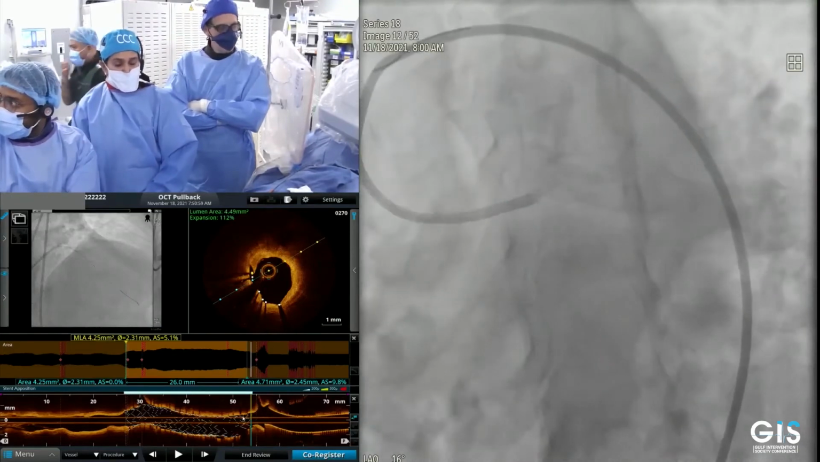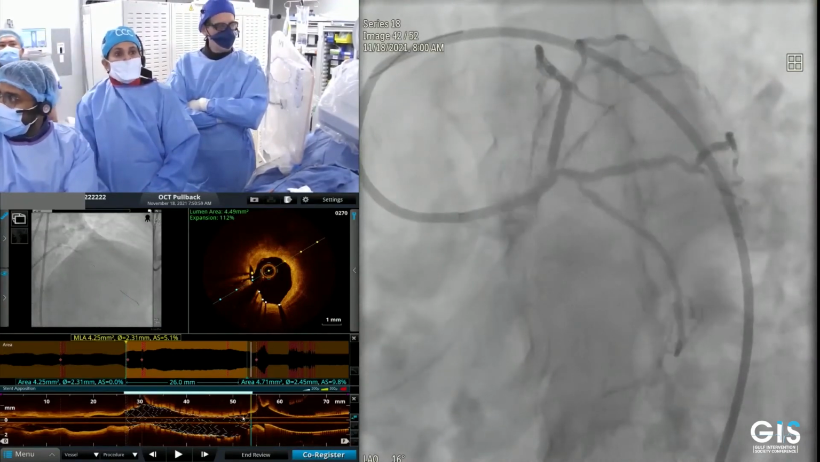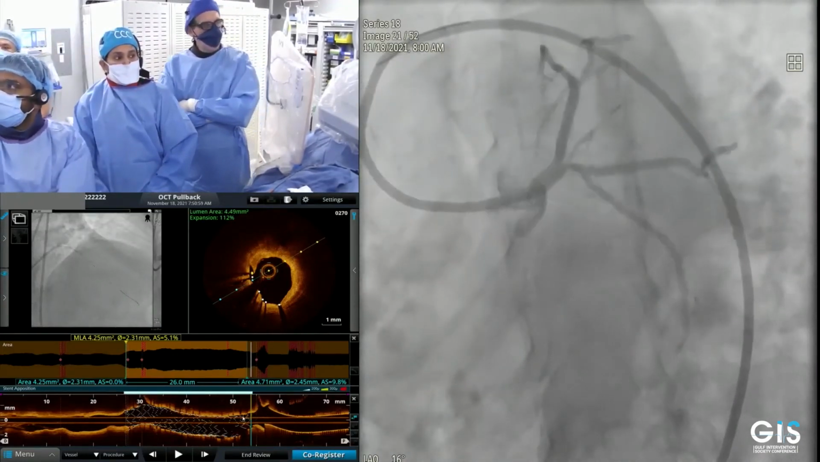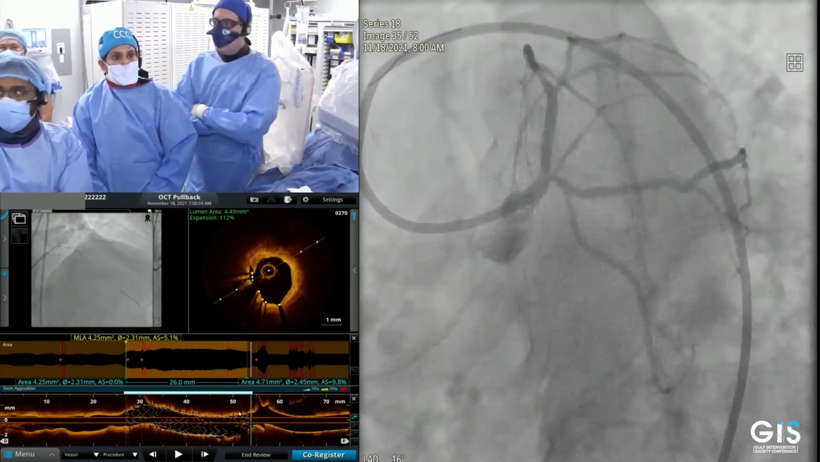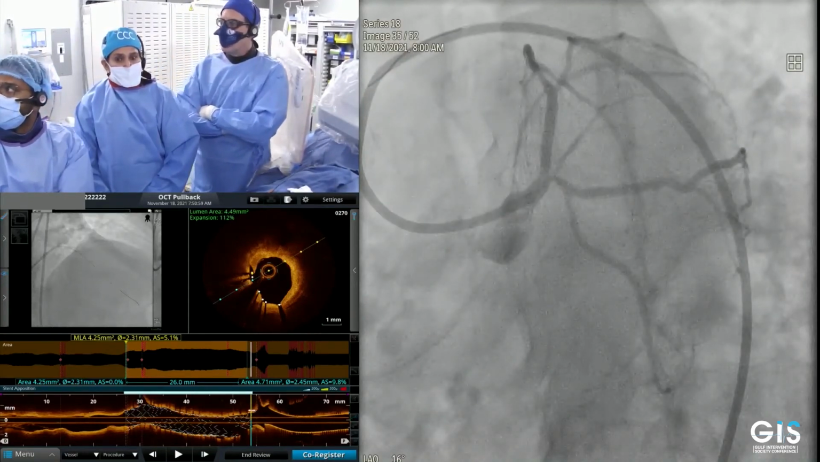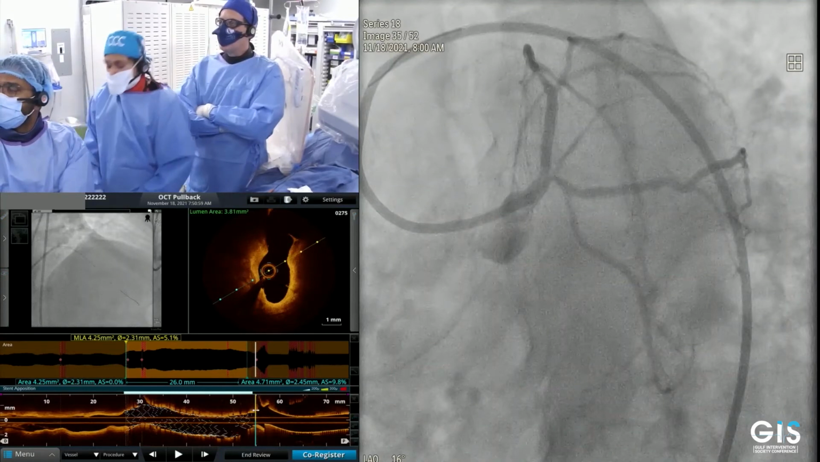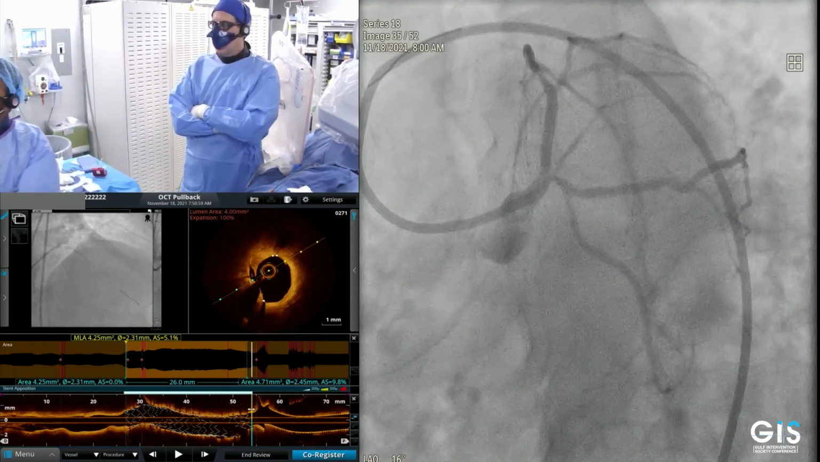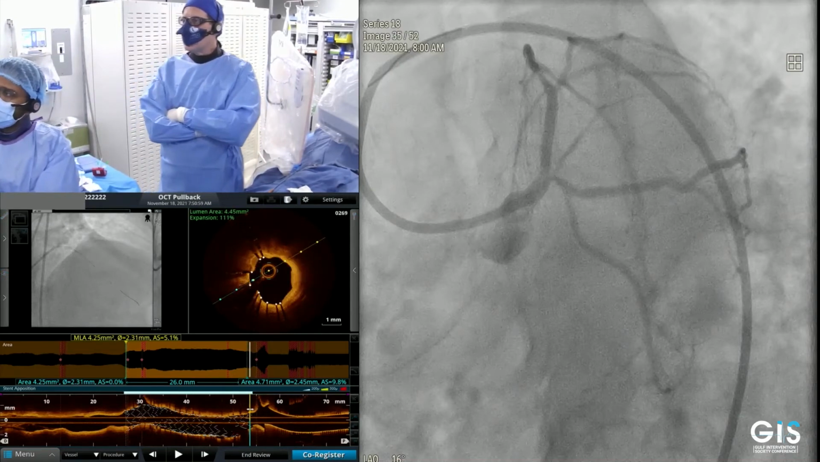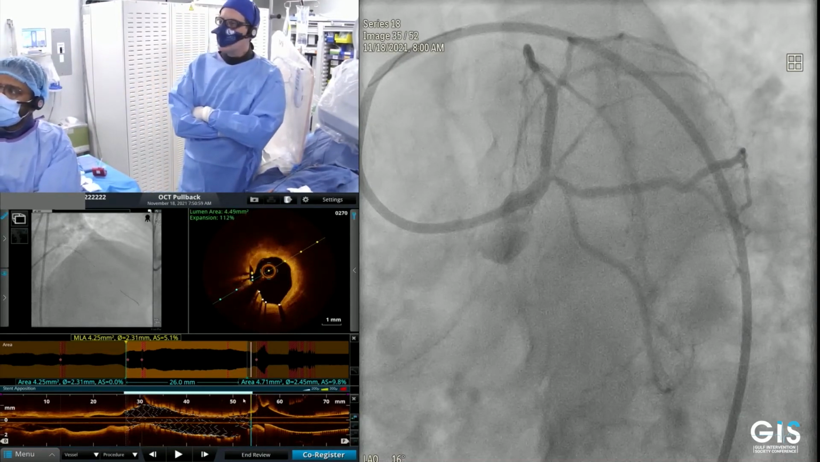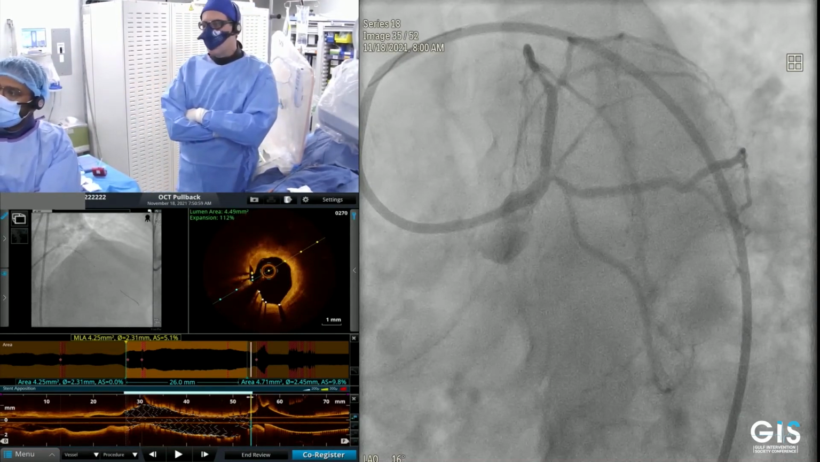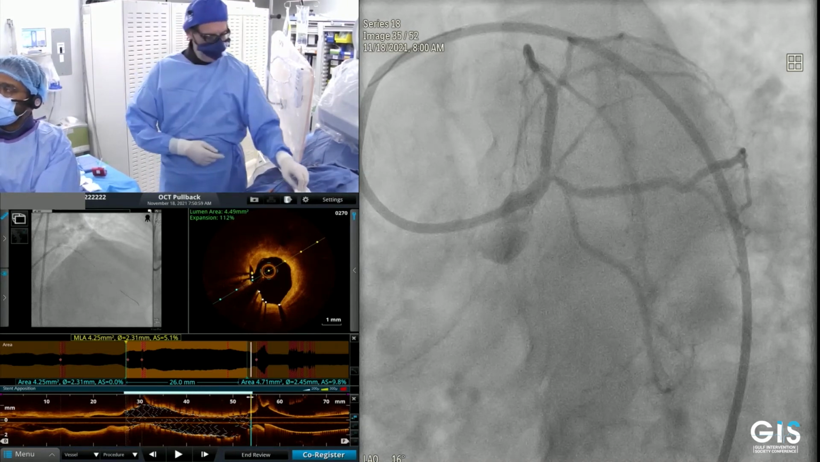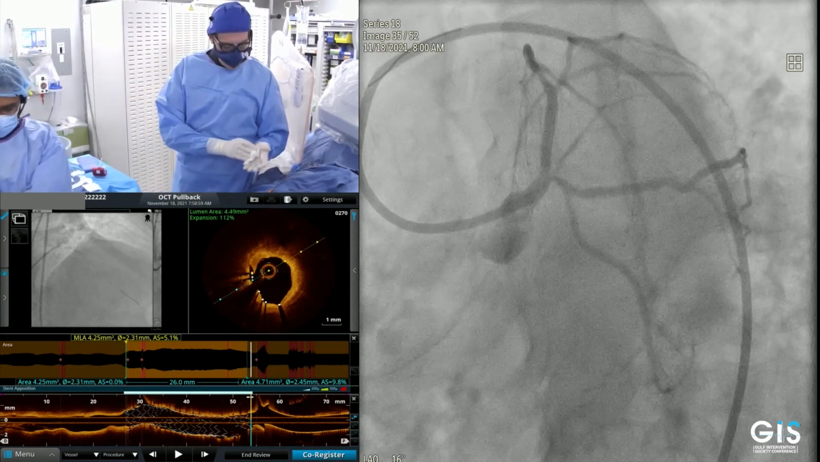Is there any other way we can confirm this? We can say it's coming from the ramus? Using imaging, we have imaging available. If we go back there, you can see that this cleft of the dissection doesn't really have a connection to the lumen very easily. It looks like it's an island outside the stent, so it could easily be part of another vessel, like a small branch.